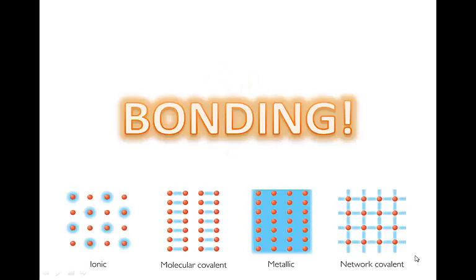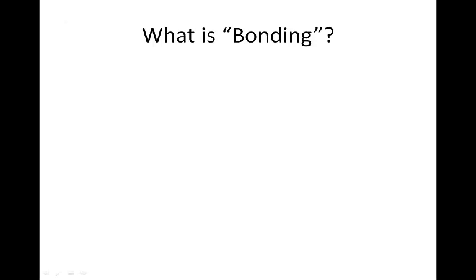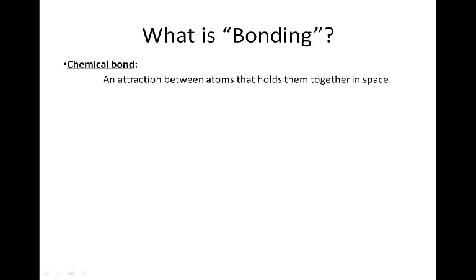We're going to look at these 4 kinds of bonding: ionic, molecular covalent, metallic, and network covalent. So first things first, what exactly is a chemical bond? It's just an attraction between 2 atoms holding them together in space. So if you have an atom by itself and it finds another atom that it's attracted to, those 2 can bond based on their electrons. Those electrons might be transferred or given to one of the atoms, or they might be shared between the 2 atoms, and that determines the kind of bonding that is occurring.